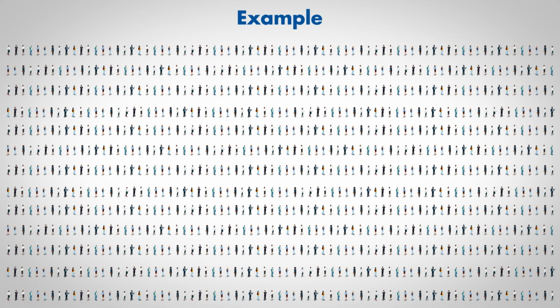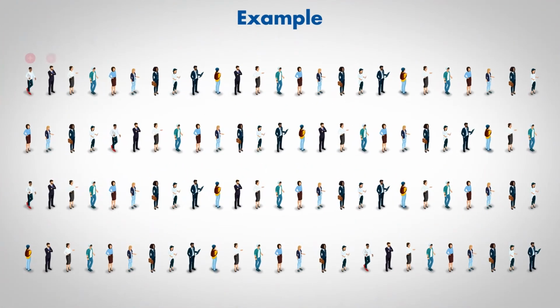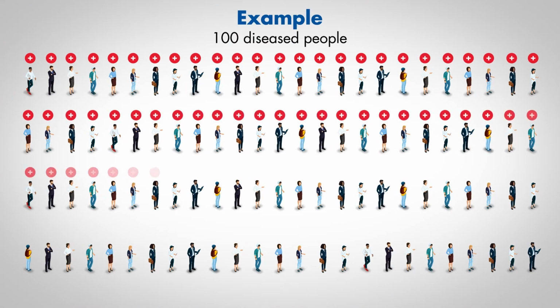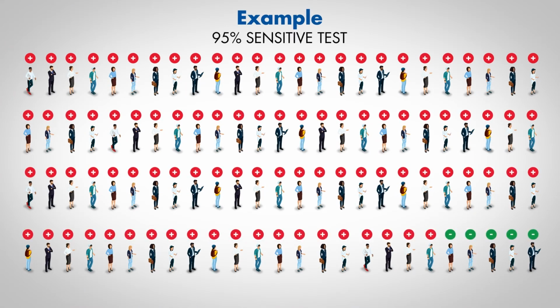From a population of 1,000 people, let's assume that 100 of them carry the disease. If your test is 95% sensitive, and you perform this test with 100 diseased people, you can expect to get 95 true positive test results and 5 false negative test results.